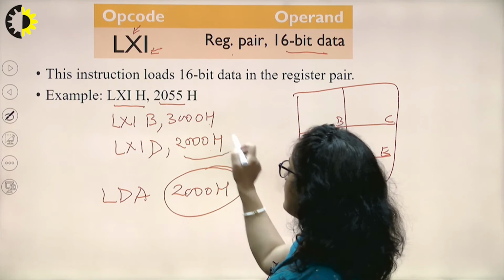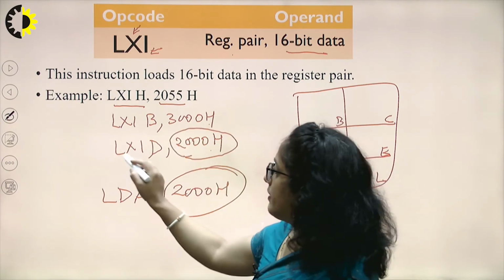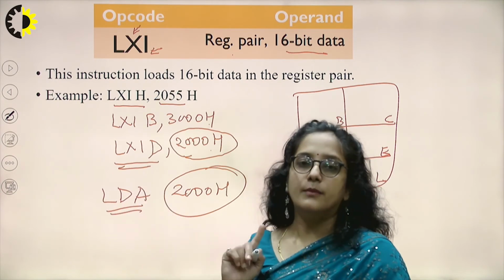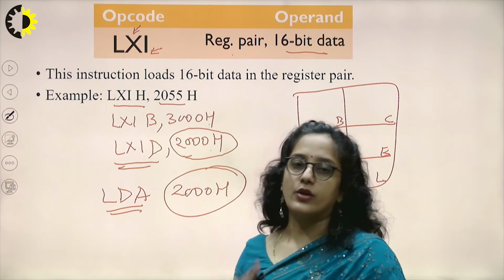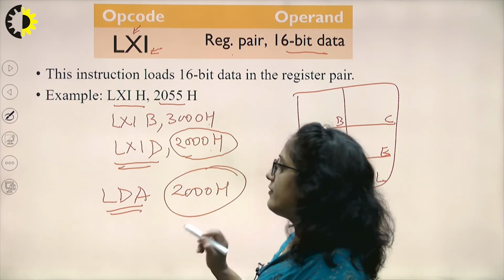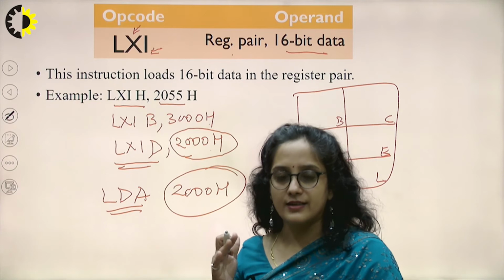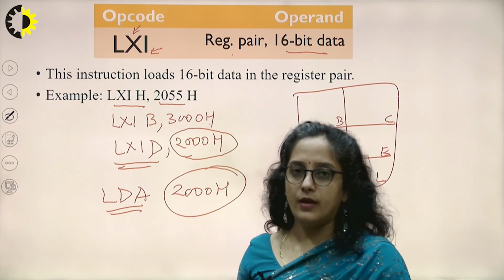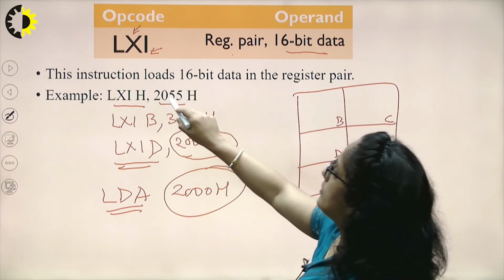Here we are considering this 2000 as data. So the difference is given by the opcode. The opcode will instruct the microprocessor to consider this as data, and this as an address. So the opcode will specify whether the content of the next memory location is to be considered as data or as an address. Okay. So now in this particular case, LXI H, 2055.